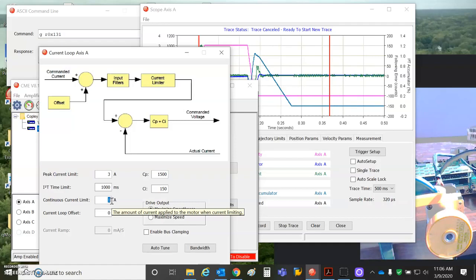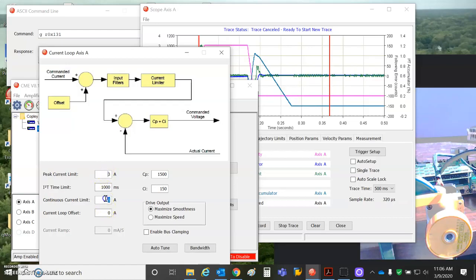Now, just for testing purposes, I've set the continuous current to 1 amp peak and 3 amps peak, and by that I mean peak of the sine, not RMS. If I put 0.707 in here, that would be amps RMS. If I put in 1 amp, that's peak of the magnitude, or the magnitude of the vector that we're rotating to the brushless motor.